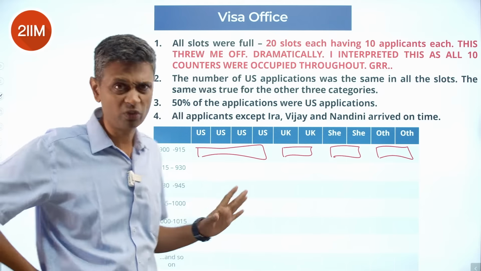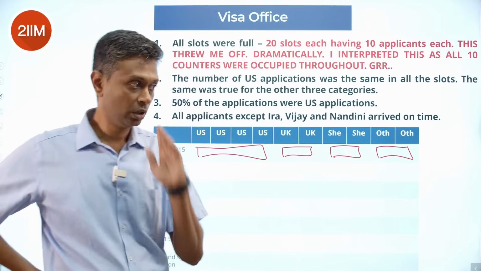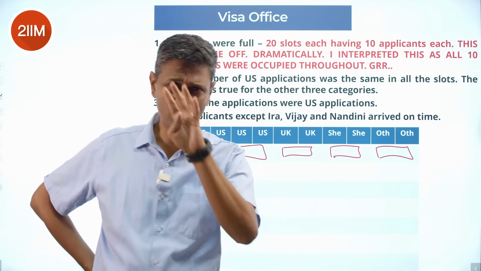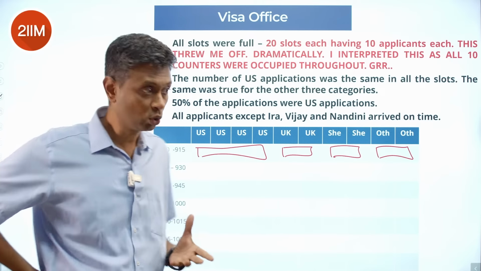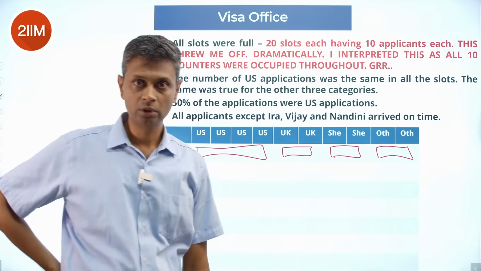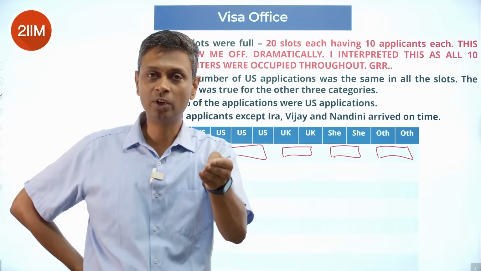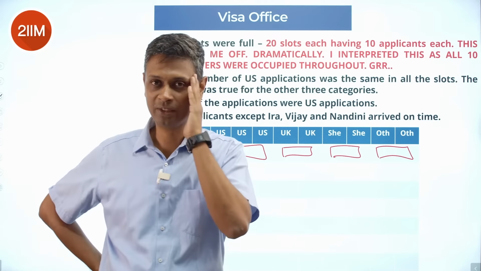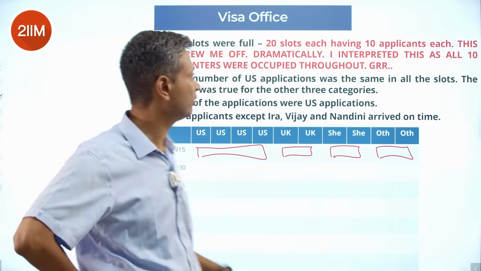I was really thrown off by this completely. I simply couldn't wrap my head around it. 10 slots, only 4 are US. In each slot, 5 American applicants are there. Those 5 have to be accommodated in these 4. Only 5 others are there. 6 counters. How in the wide world is this slot full? That's my thought process, and I got hammered there. I just simply couldn't recover from there.